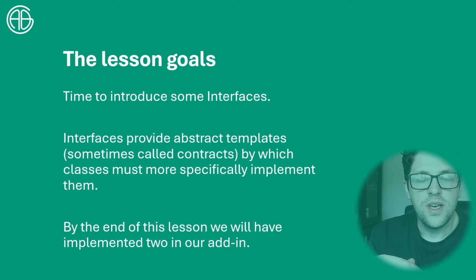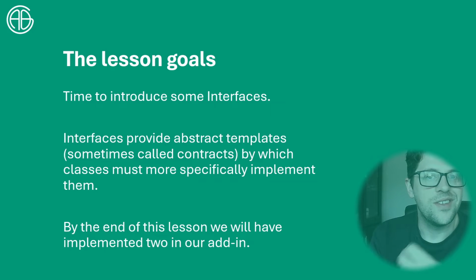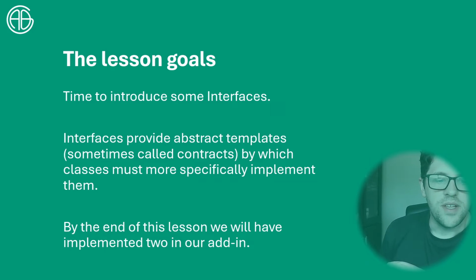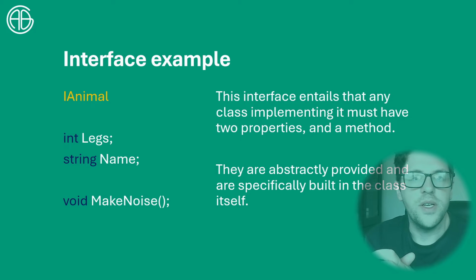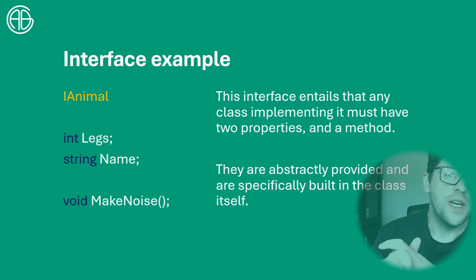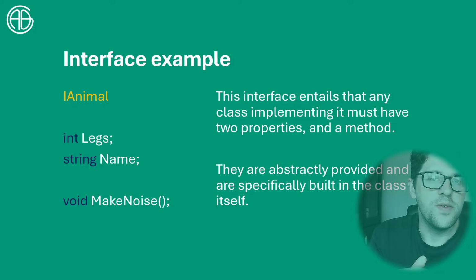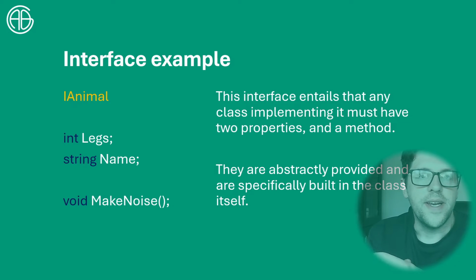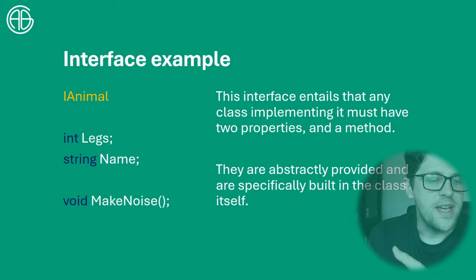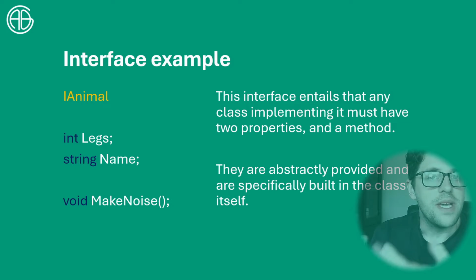So interfaces effectively are abstract templates that classes must adhere to, with some of the properties and methods they're provided with. If we look at an example of an interface such as IAnimal, which is a very common example people use, we can prescribe various properties that an animal must have if it implements this interface. For example, an animal must have legs, it must have a name, and it must have the ability to make a noise in a method.